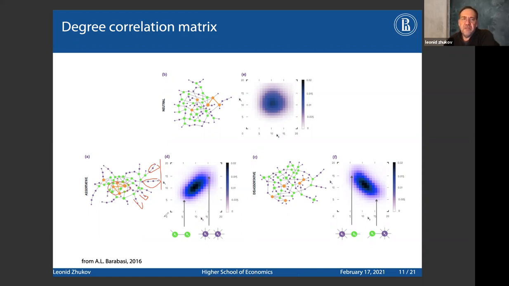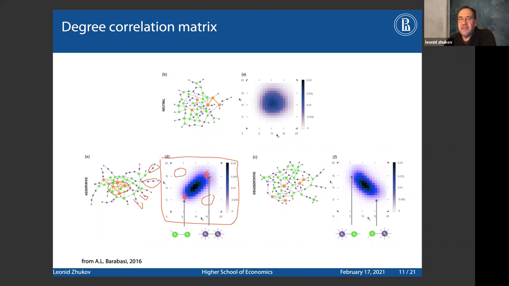Now, what you see here is this correlation matrix where the darker, the stronger the correlations. That means you get more nodes of that degree connecting with nodes of the same degree. This end is connectivity between nodes of high degree, and this is connectivity between nodes of low degree. So there are quite a few edges connecting low degrees among themselves and high degrees among themselves, and there are no connections of low degrees to high degrees.